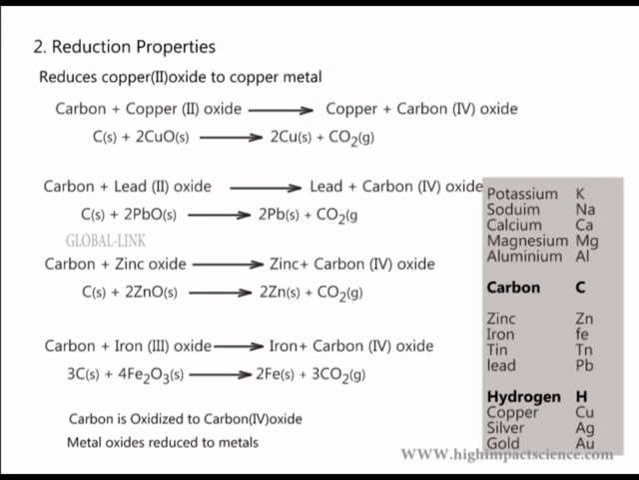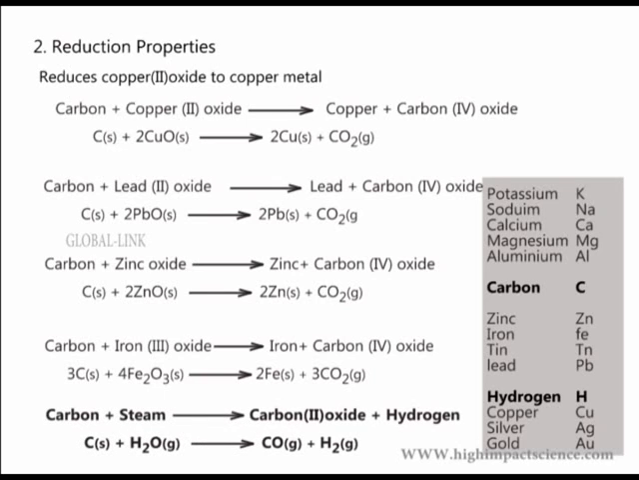Oxidation is the addition of oxygen to a substance, while reduction is the removal of oxygen from a substance. The reducing property of carbon is used in the extraction of metals from their oxides. At temperatures above 1200 degrees Celsius, carbon reduces steam to hydrogen gas. Carbon in turn is oxidized to carbon-2 oxide. A mixture of the two gases is called water gas.